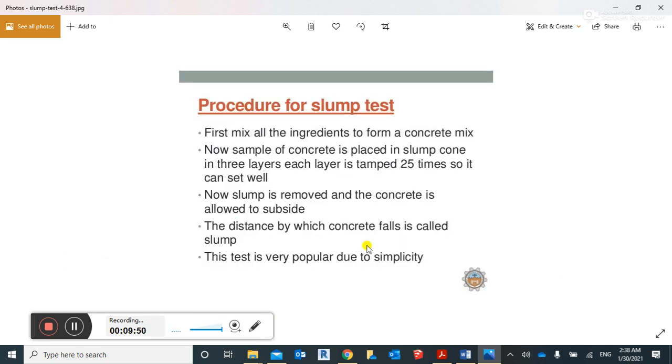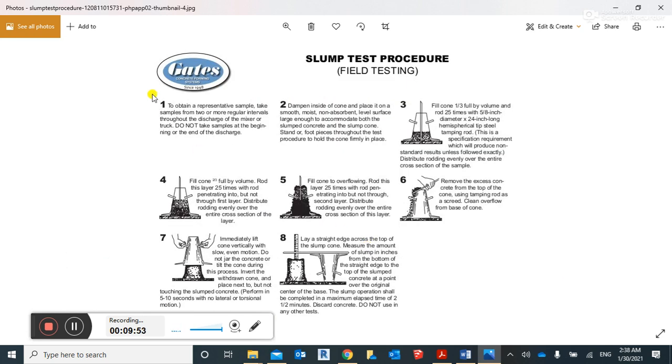This is also, guys, the slump test procedure, a field test. Guys, one thing I should notify: the slump test is a concrete test done in the field, on the site. This is mostly used on the site, not in the laboratory. You can use it in the field or site.